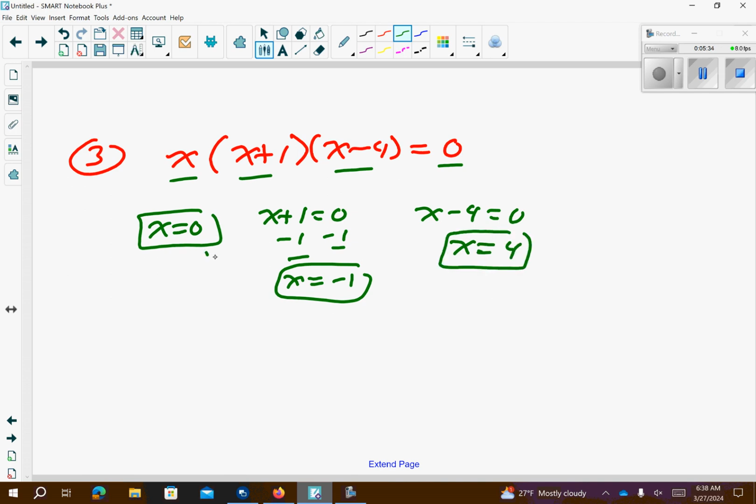So look at this. I have 3 answers: 0, negative 1, and 4. If I plug 0, negative 1, or 4 into any of those x's, so if I plug 0 into all the x's, the answer is 0. If I plug negative 1 into all the x's, the answer is 0. Plug 4 into any of the x's, the answer is going to be 0.